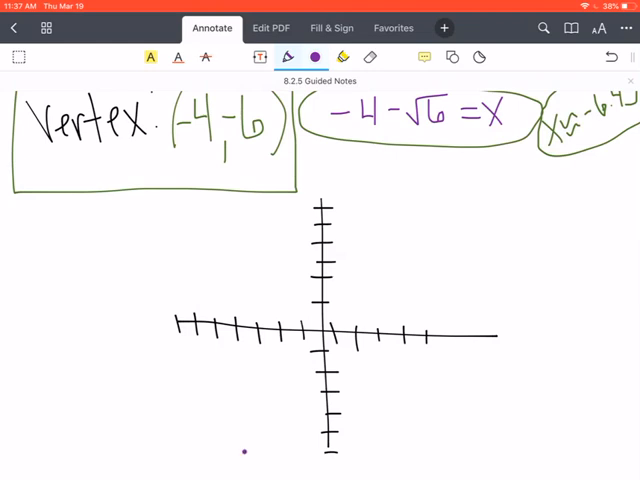There's our vertex. And then we're going to go to -1.5-ish on that x-axis and -6.5-ish. Okay, this isn't going to be perfect. And then we can go ahead and make our parabola. Actually, that wasn't too bad. Thanks for bearing with me.